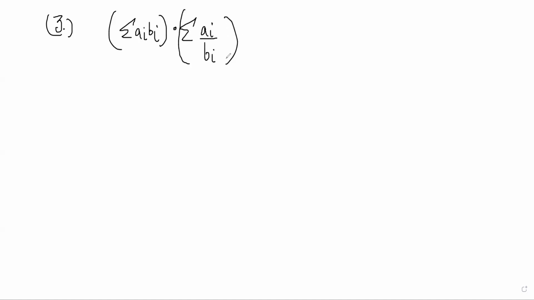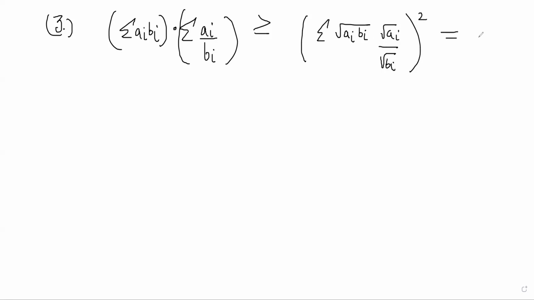The third one is this one, where we say the summation of ai bi multiplied by the summation of ai by bi is greater than or equal to the summation of root ai bi into root ai by root bi, whole square. And so this bi gets cancelled, and this is equal to the summation of ai whole square. So again, this is Cauchy, and the vectors are a little more complicated, but this kind of thing happens many times in problems. So you should be aware of this result.